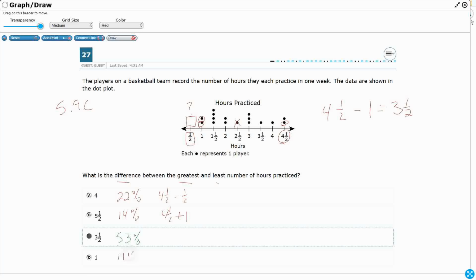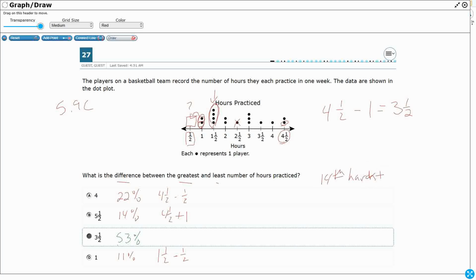And then we've got 11% choosing D, and this is where we are subtracting the number of hours of the least right here by that lowest number. You can get it by doing the least 1/2 minus the most right here of 1.5. It's kind of a hard way to get this, but 11% of our students did, which means a lot of them just guessed. This was our 14th most difficult, and tied.